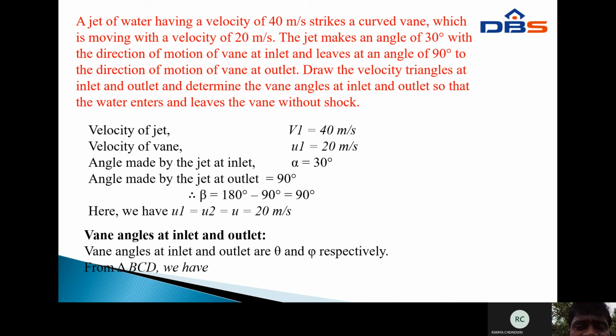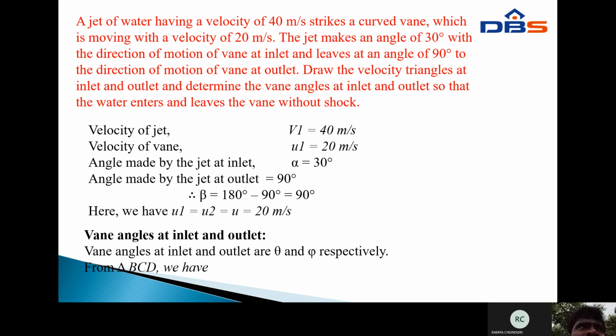A jet of water having a velocity of 40 meter per second strikes a curved vane which is moving with a velocity of 20 meter per second. The jet makes an angle of 30 degrees with the direction of motion of the vane at inlet and leaves at an angle of 90 degrees to the direction of motion of the vane at outlet. Draw the velocity triangles at inlet and outlet, and determine the vane angles at inlet and outlet, so that the water enters and leaves the vane without shock. This is the problem.